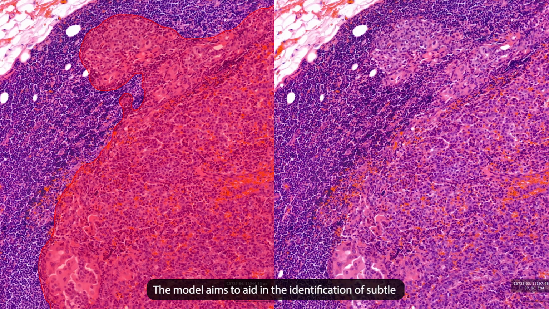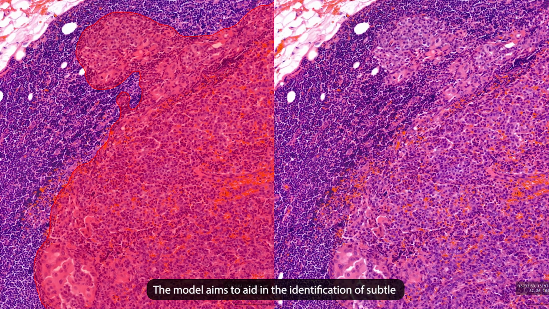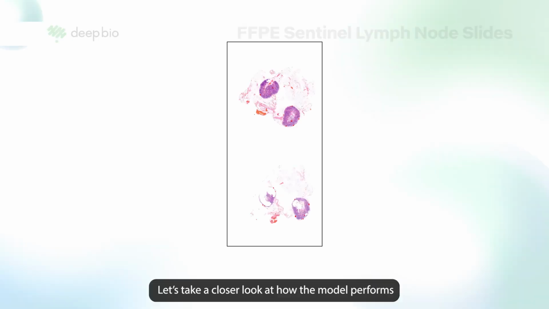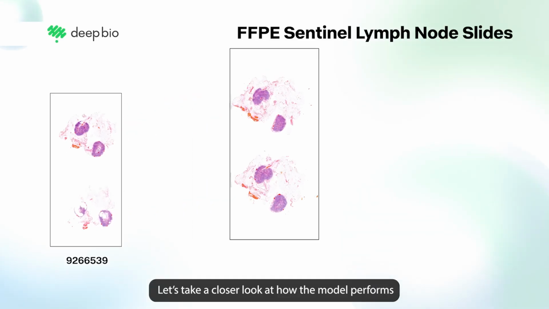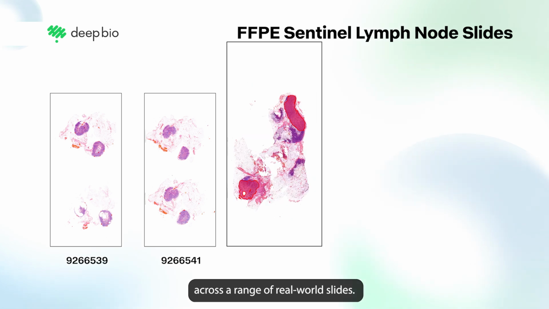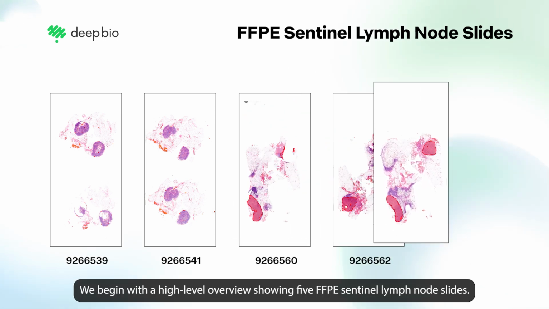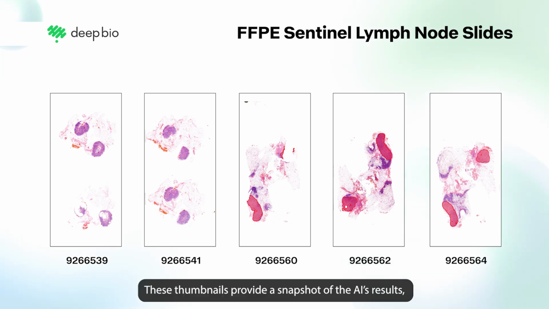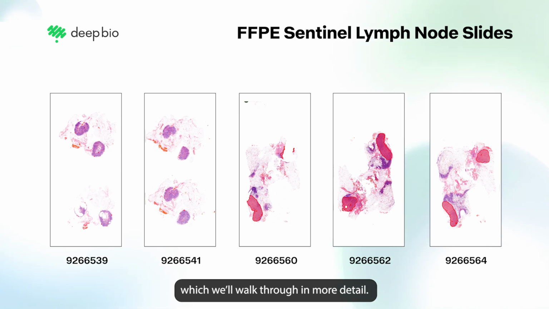The model aims to aid in the identification of subtle and scattered tumor foci that might otherwise be overlooked. Let's take a closer look at how the model performs across a range of real-world slides. We begin with a high-level overview showing 5 formalin-fixed, paraffin-embedded sentinel lymph node slides. These thumbnails provide a snapshot of the AI's results, which we'll walk through in more detail.